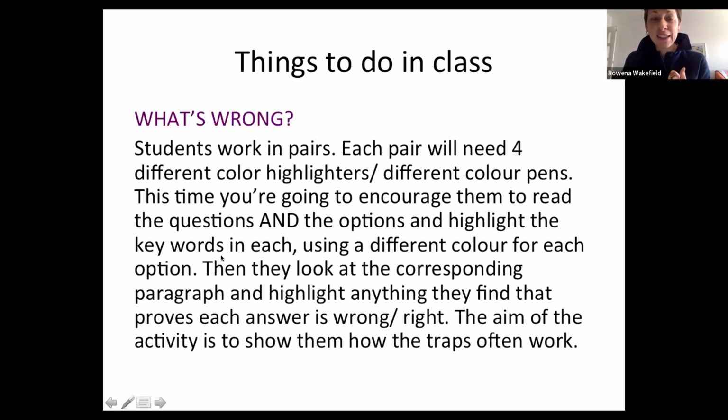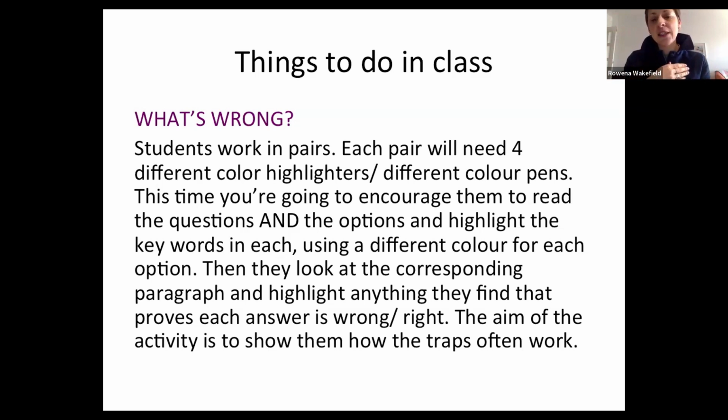Another thing to do in class, I've called it what's wrong, I don't know what. So students work in pairs. You ask each pair to have 4 highlighters or 4 different pens. This time what they're going to do is go through the text and start with the questions, and they're going to highlight the keywords in each of the 4 questions in a different colour. Then they go to the corresponding paragraph, and anything they find that connects to those 4 questions, they're going to highlight in the colour corresponding with that option.